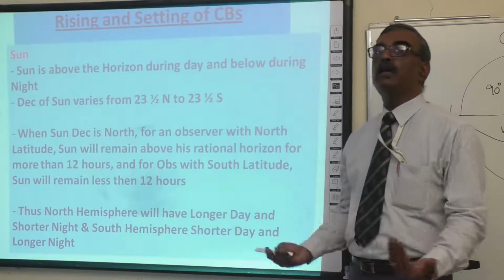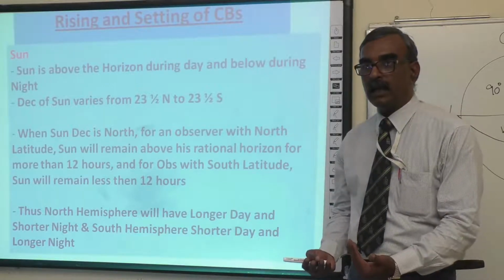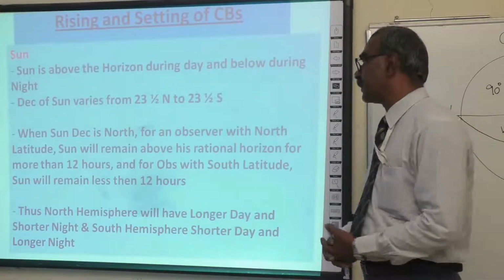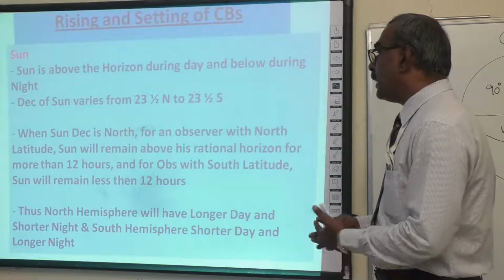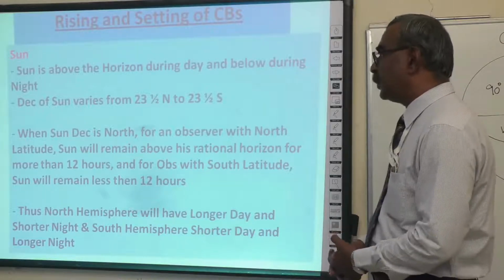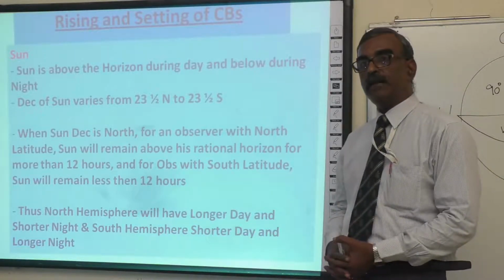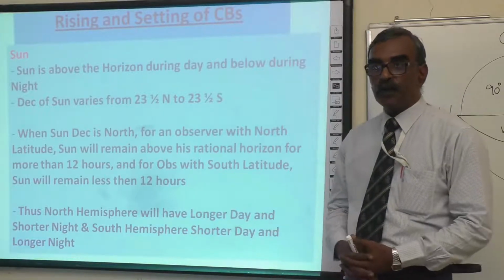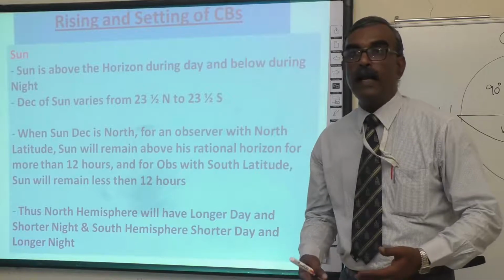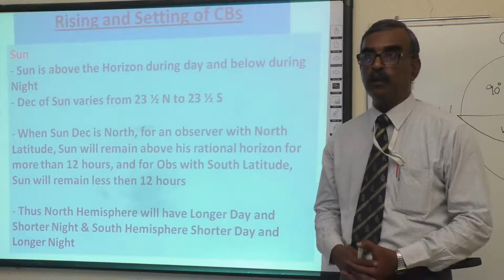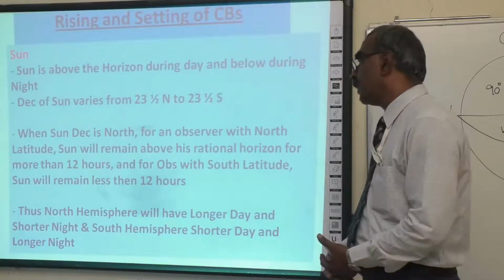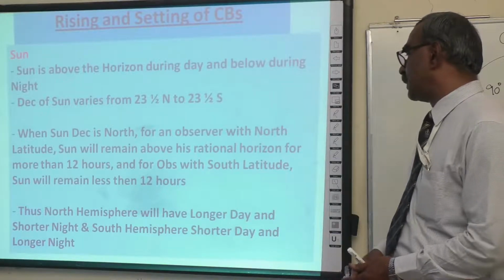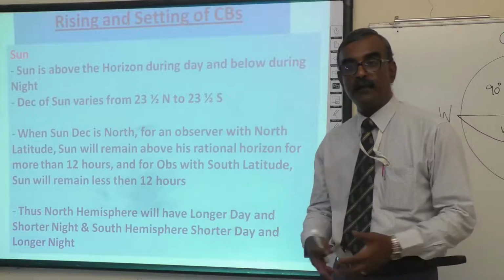The major arc of the celestial declination circle would appear for longer duration. That is the reason. And for observers with the south latitude, the Sun therefore would remain for less than 12 hours. This translates into a larger part of the day and a lesser period of the day at various parts of our globe. The north hemisphere will have longer day and shorter night, south hemisphere shorter day and longer night.